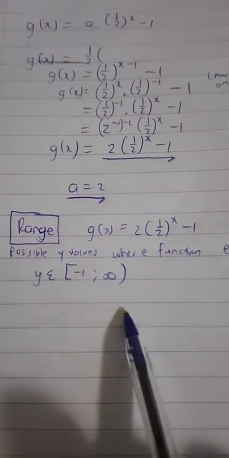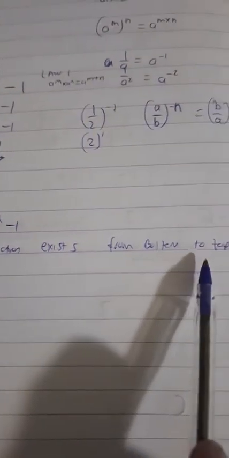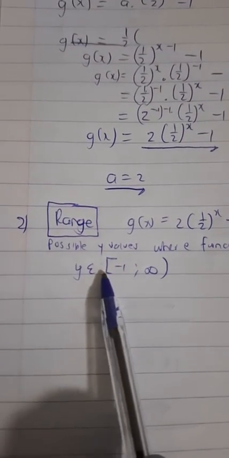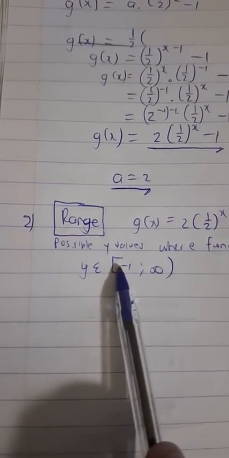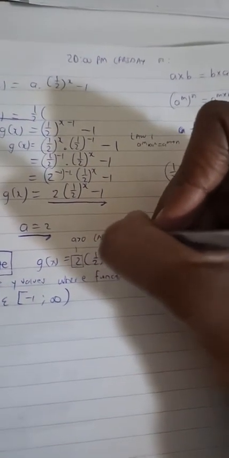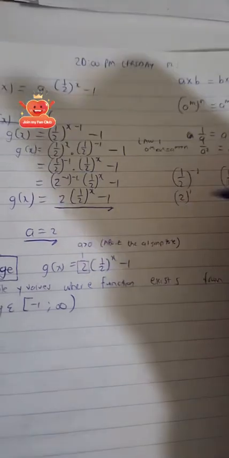Okay, all right, let's get back to the possible y values where the function exists, from the bottom to the top. So y is an element of -1 to infinity. Guys, please take note that, as we said yesterday, when the a value is greater than 0, then this function can be found above the asymptote. The function can be found above the asymptote.